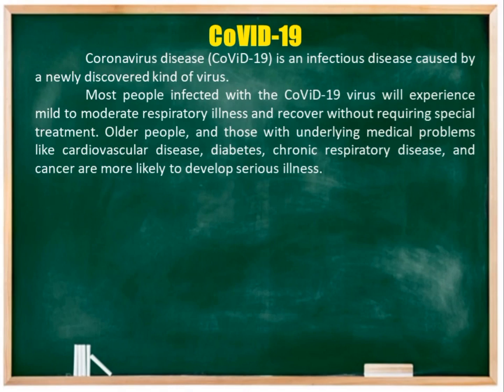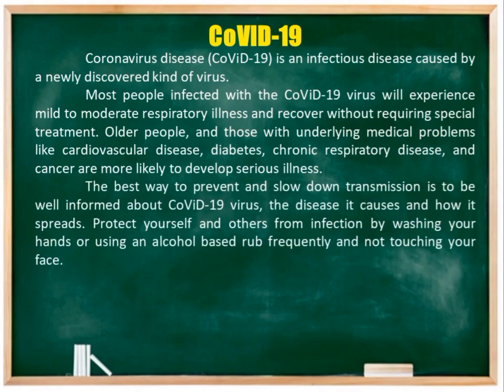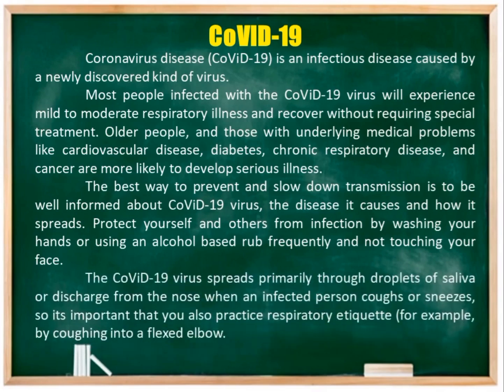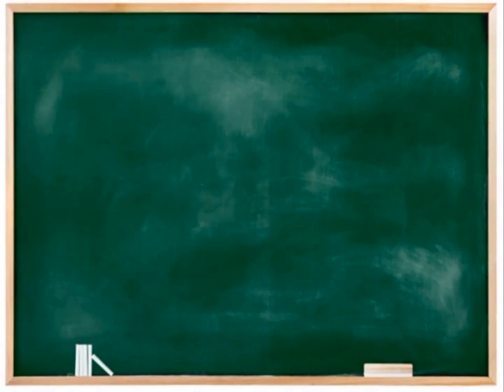to develop serious illness. The best way to prevent and slow down transmission is to be well informed about COVID-19 virus, the disease it causes, and how it spreads. Protect yourself and others from infections by washing your hands or using an alcohol-based rub frequently and not touching your face. The COVID-19 virus spreads primarily through droplets of saliva or discharge from the nose when an infected person coughs or sneezes. So, it's important that you also practice respiratory etiquette, for example, by coughing into a flexed elbow.